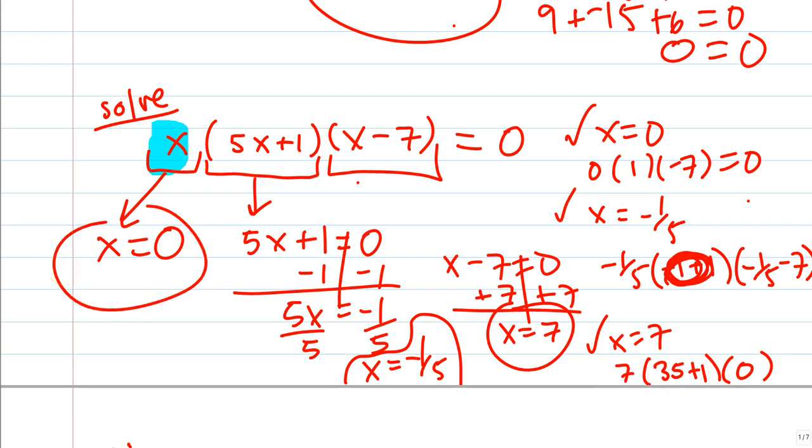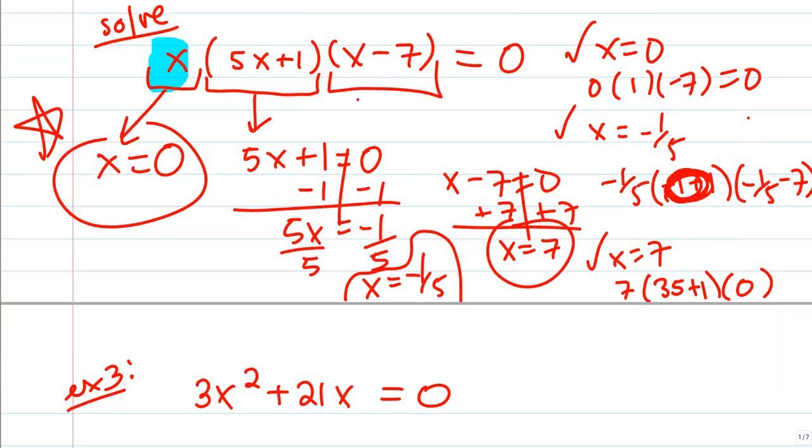Like I said, the most common mistake, the thing you want to put a star on to remember, is that if you have an x by itself, that is still a solution. You set that group, that x, equal to 0 to get that solution.